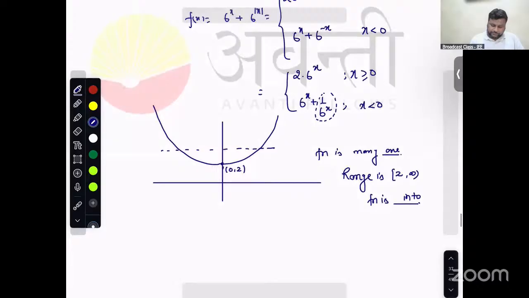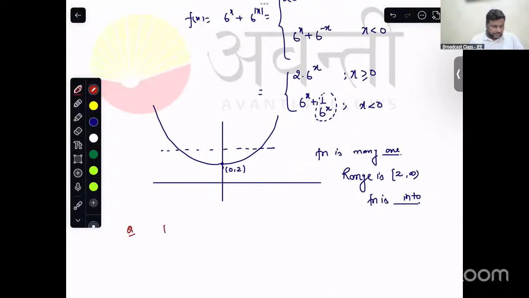Write down another question. f from R to R, f(x) is x square minus 4 upon x square plus 1. Check for 1-1, many-1, onto, into. Okay, I ask you to answer this question without even using your pen. Is it 1-1 or many-1? Simply tell me. Just quickly, quickly.